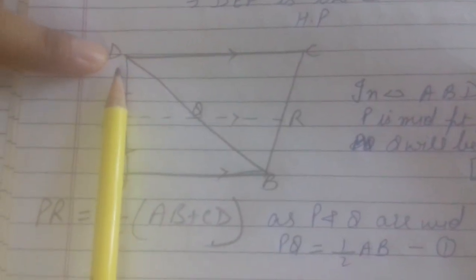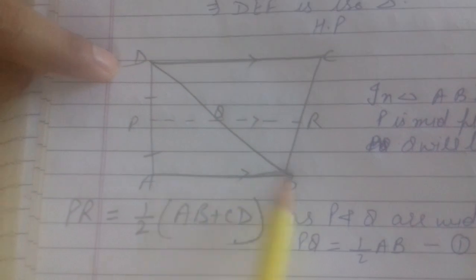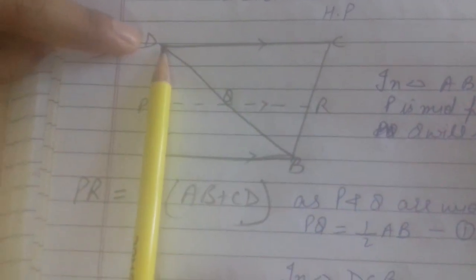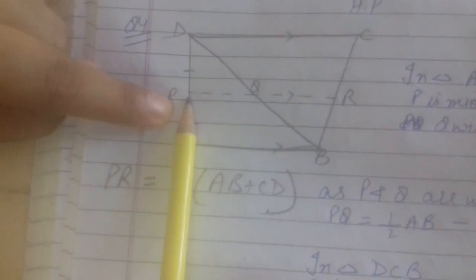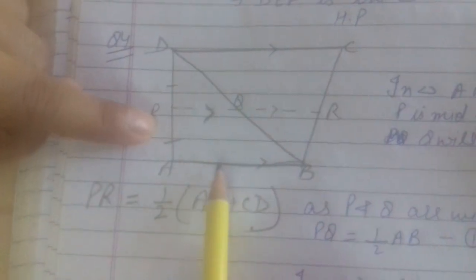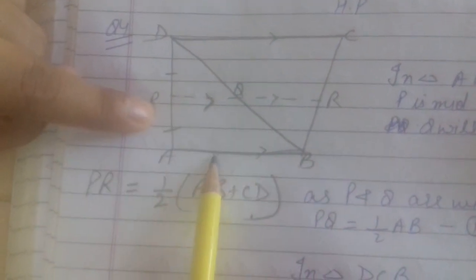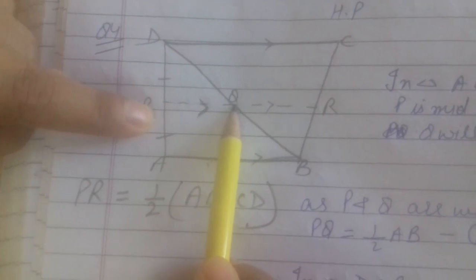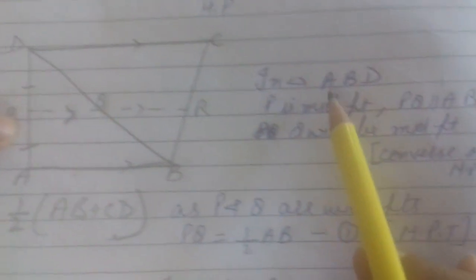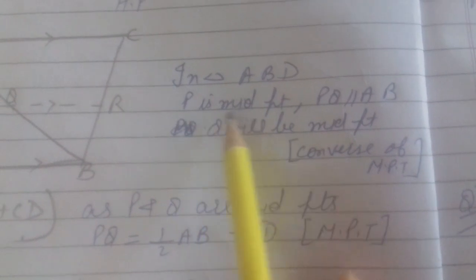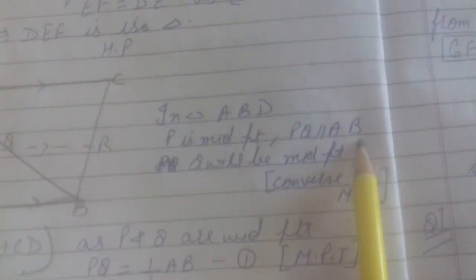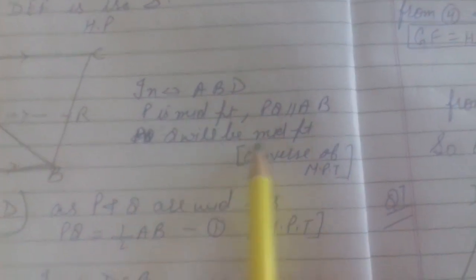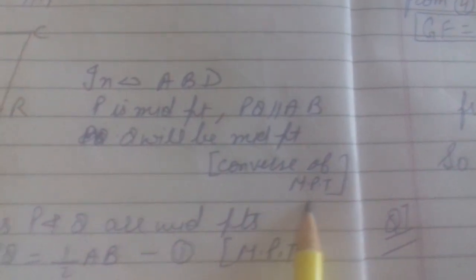So what I'll do, see children, I have taken triangle ABD. In this triangle, what is P? Midpoint, and this side is parallel to this. Clear? So the converse is applicable. With the converse of MPT, Q will be the midpoint. Same thing I wrote here: in triangle ABD, P is the midpoint and PQ is parallel to AB. So Q will be the midpoint by the converse of MPT.